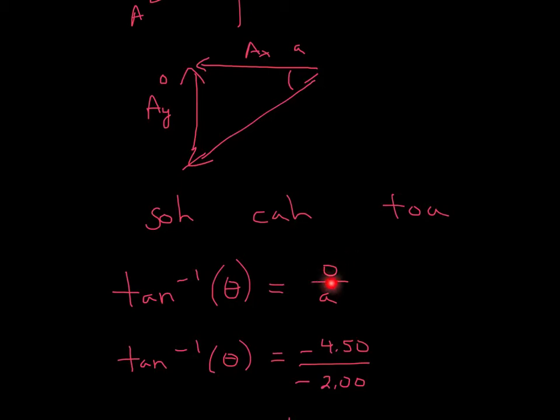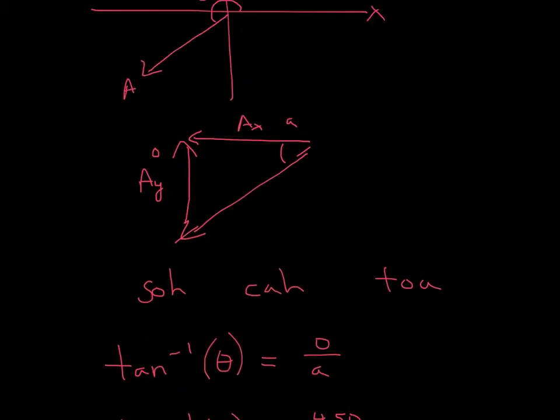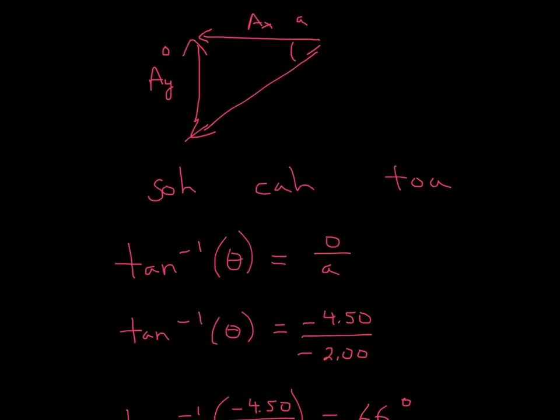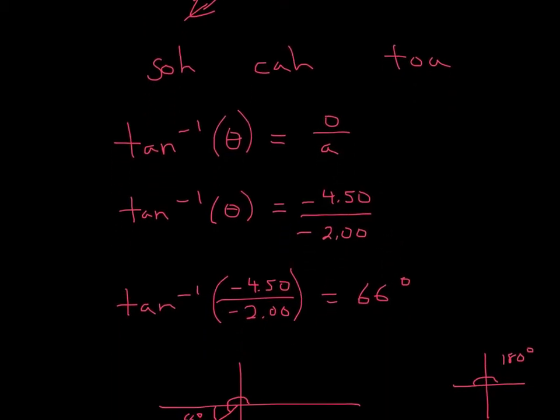So what you do is you plug in the opposite over adjacent sides. So it's opposite, the y, -4.5, from the information they've given us. And here it's -2. So it's inverse tangent of -4.5 over -2. In your calculator, it'll show up as tan^-1, and then you plug into the parentheses here. Make sure your calculator is in degree mode, because that'll change the answer, since we want our answer in degrees. So we get 66 degrees.